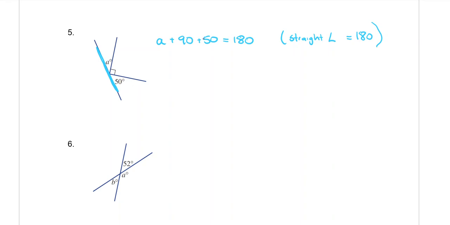To finish the question, I'm going to add these angles together that are on the left-hand side. 90 plus 50 makes 140. A plus the 140 equals 180. Now to solve the equation, I minus 140 from both sides. A is now by itself. 180 minus 140 is equal to 40 degrees.